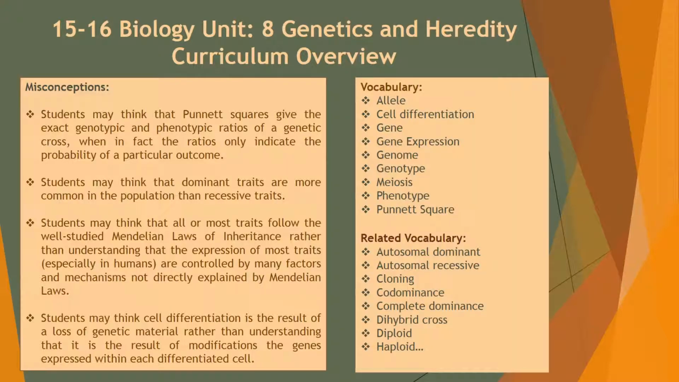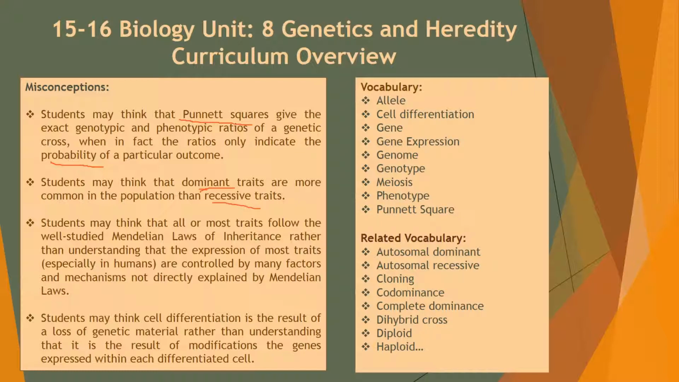And a few of the misconceptions we definitely want to make sure we are touching on and addressing in our instruction, especially about Punnett squares. Students may think that they give exact ratios, and they don't. They're only providing a probability of a particular outcome. Students think that dominant traits are more common in populations than recessive, and that's not true. You can have an equal amount of both, or you may have recessive over dominant, but there are variations.